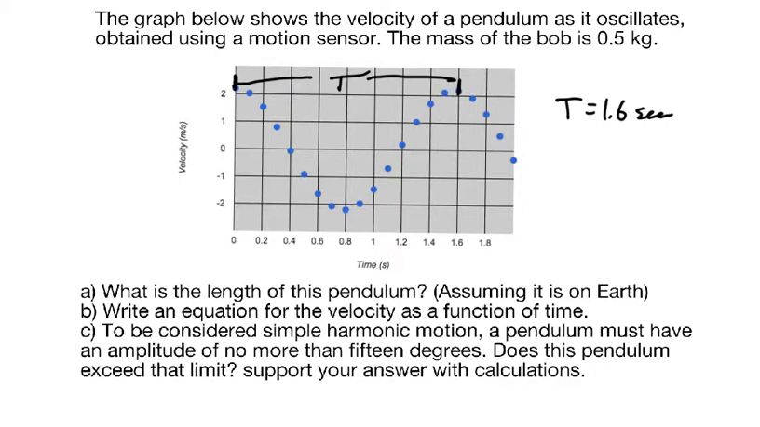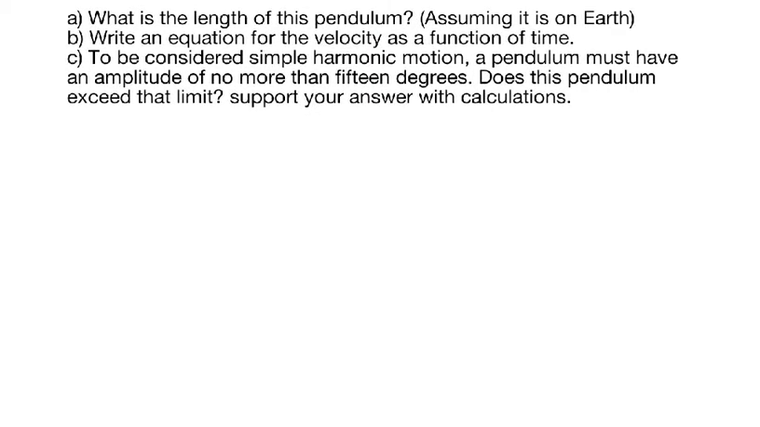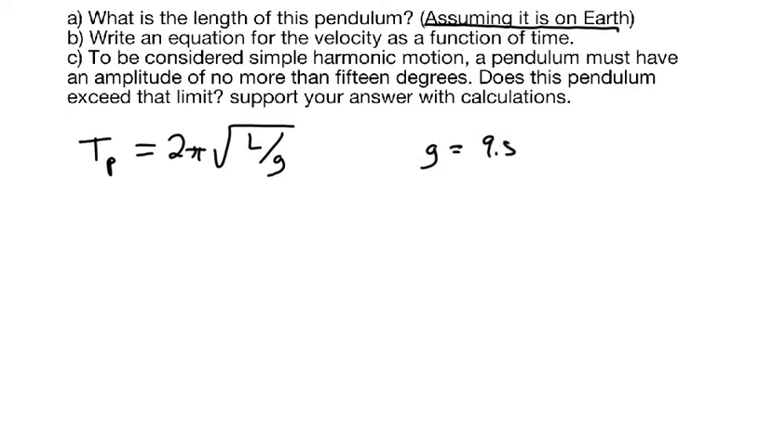So for the length of a pendulum, we have an equation to calculate the length of a pendulum based on the period. The equation that's written on your equation sheet is Tp, the period for a pendulum, is equal to 2 pi square root L over g. And there is this note here that we are assuming that it's on Earth, so then we know g will be 9.8 meters per second squared. T from the graph is 1.6 seconds, and so we're looking for L, and this is all for part A.